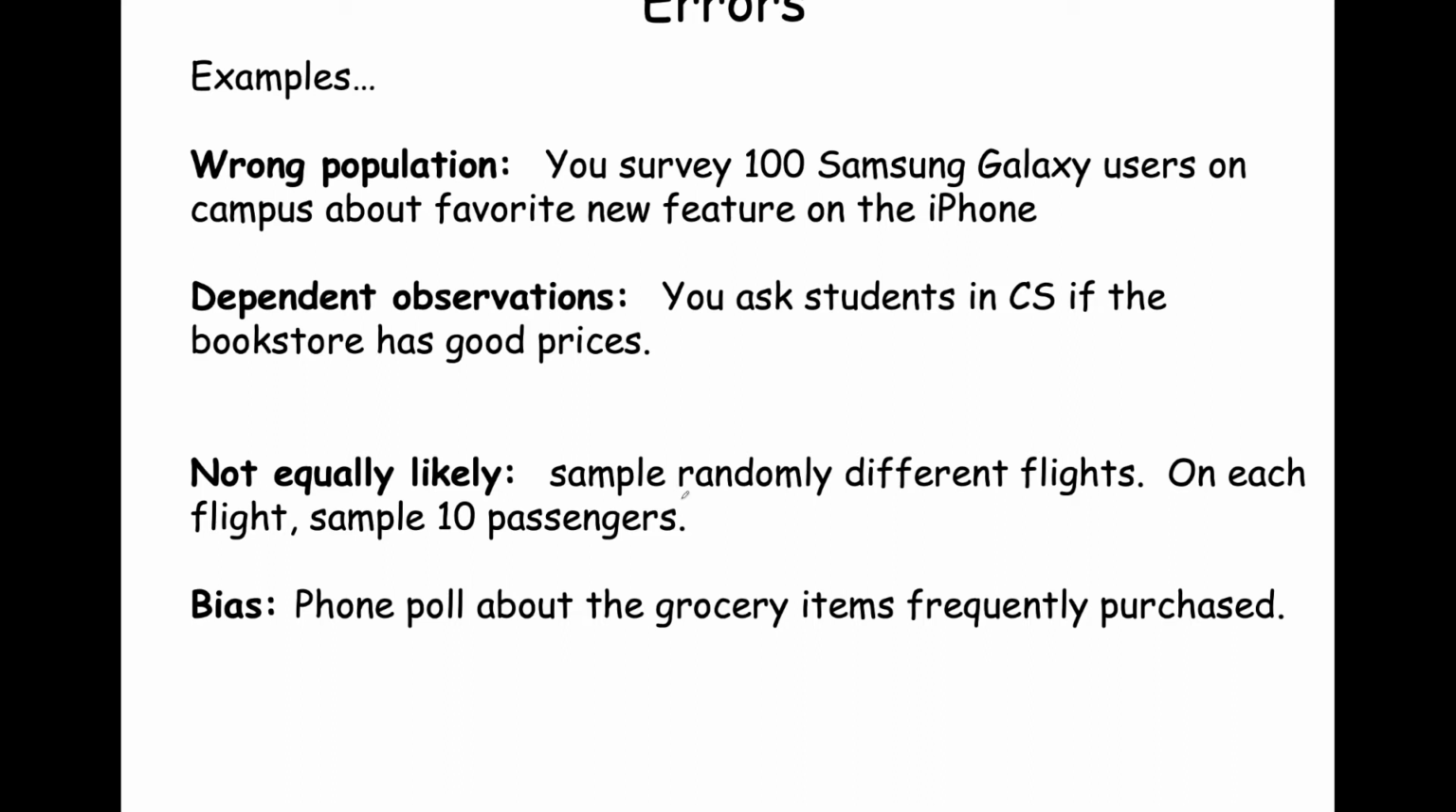For example, you ask students in computer science if the bookstore has good prices. Maybe things are not equally likely, right? Some are preferred more than others. There's a bias in place. You sample randomly different flights, for example, and on each flight that you randomly select, you pick 10 passengers and ask them about their flight experience. And then let's say this last one, there's bias involved, a phone poll about grocery items that are frequently purchased.